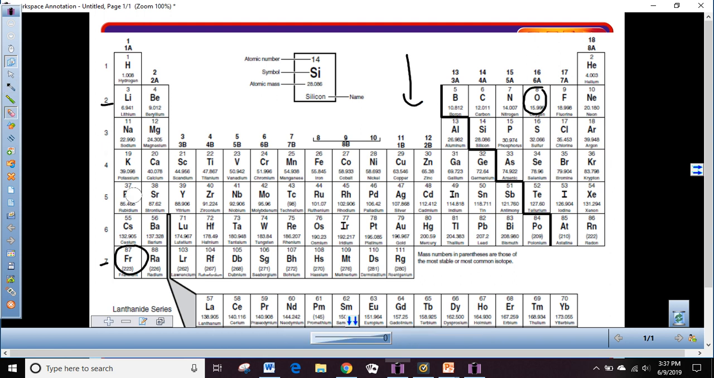What doesn't make as much sense to our brain is the next trend. So that's the trend in a group. As you go down, the radius is larger. But what we're going to see is on a period. What if they have the same principal quantum number? What would be larger?